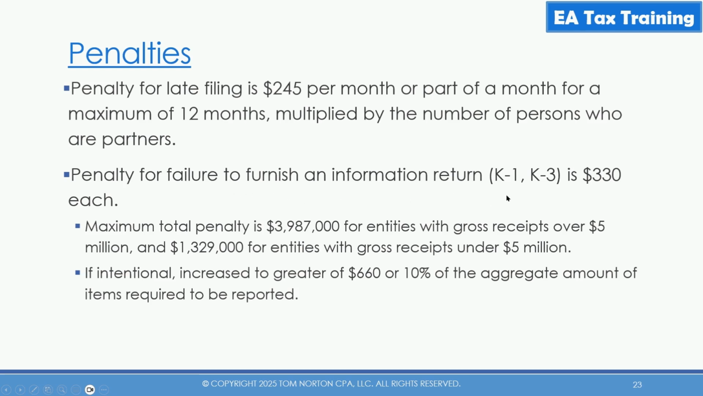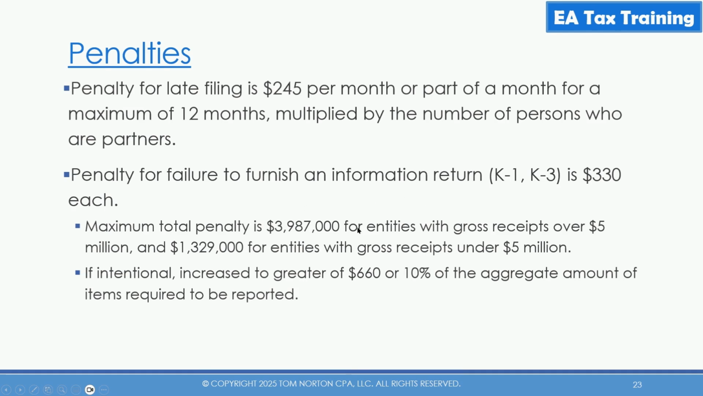There is also a separate penalty for failure to furnish an information return. So we'll be talking about these, about the K1 and the K3. But if you fail to furnish those returns, it is $330 each, and it is $660 each if it was done intentionally. So remember, you can have partnerships with hundreds or even thousands of partners. So these dollars really could add up very quickly.